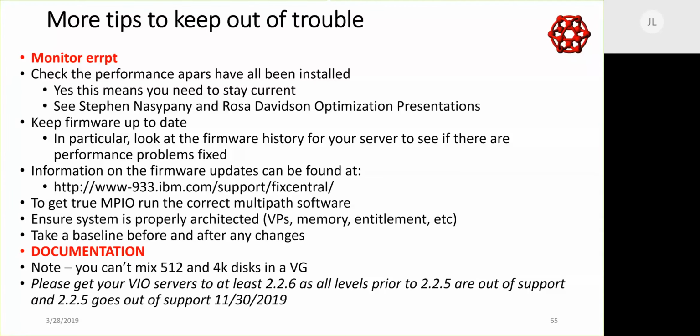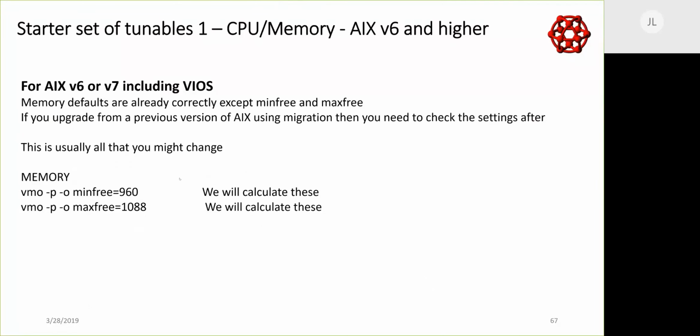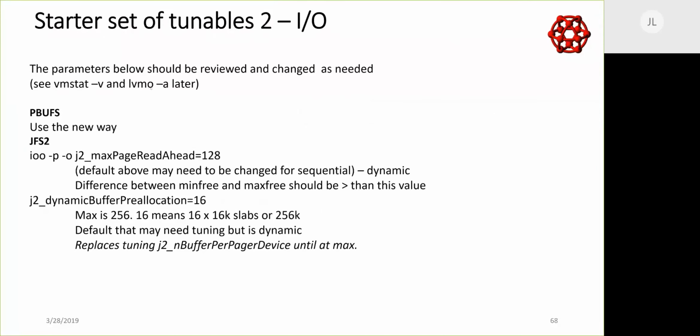Also, if you're bringing in new disks, you cannot mix 512 and 4K disks in a volume group, and all the new disks that are coming out are 4K. I have here just some starter sets of tunables, what you would have in 5.3. This is pretty much what I would do for CPU and memory in my AIX 6 and 7. So you might see something that says min-free and max-free settings in my next boot.